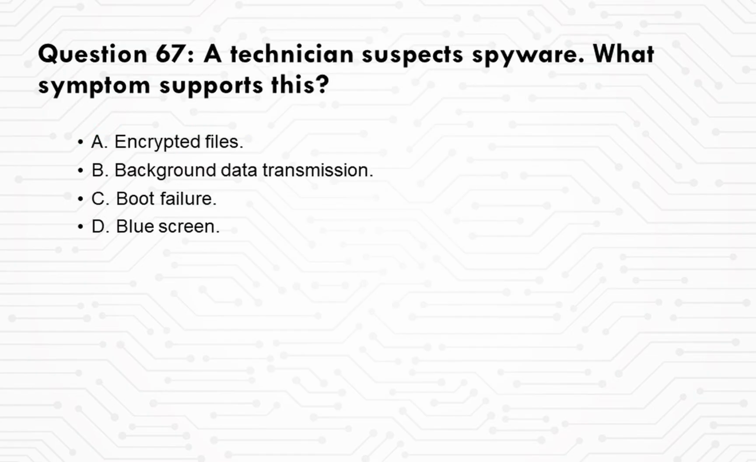Question 67. A technician suspects spyware. What symptom supports this? A. Encrypted files. B. Background data transmission. C. Boot failure. D. Blue screen. Answer: B. Spyware secretly sends data to external sources.